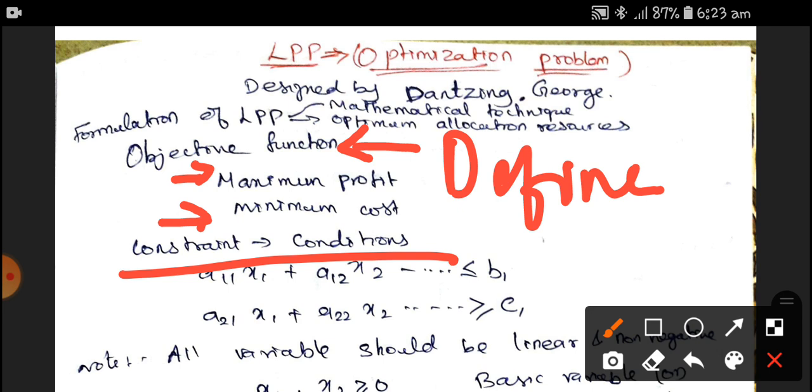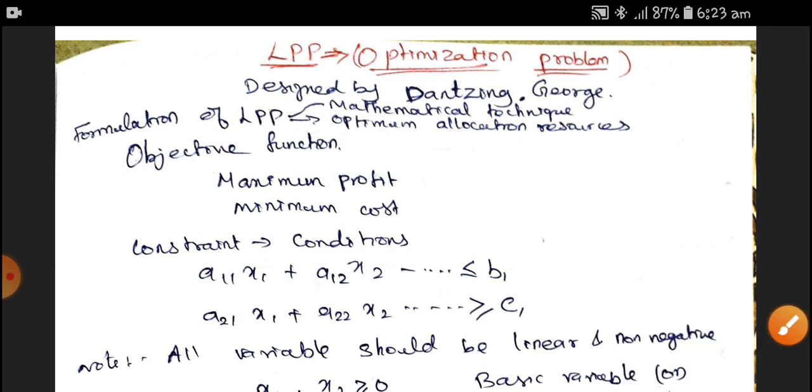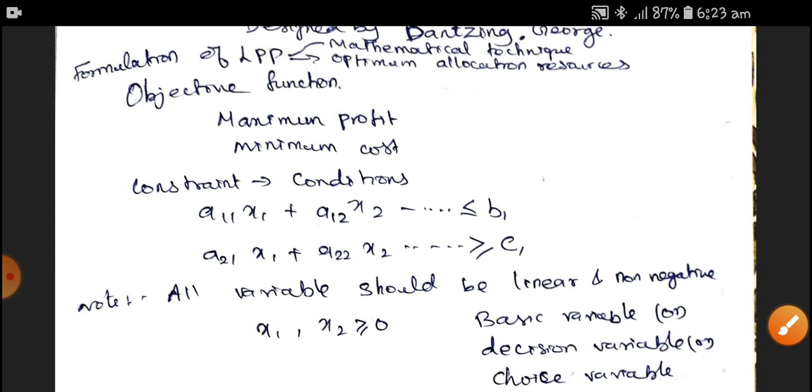So like that, I have a constraint: only five machines, five mins. So that is my constraint. It is the restriction or the condition on the resources available. So that is called a constraint. Generally constraints are inequalities in nature, so that is called an inequality constraint.